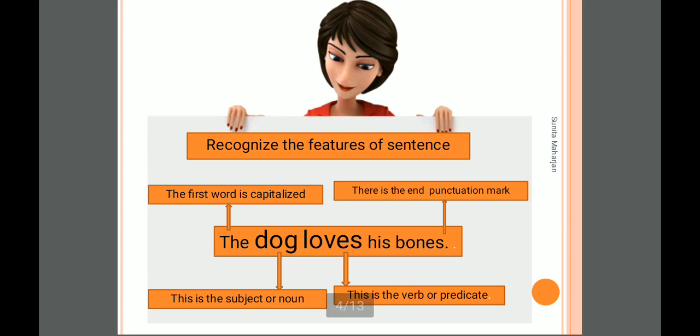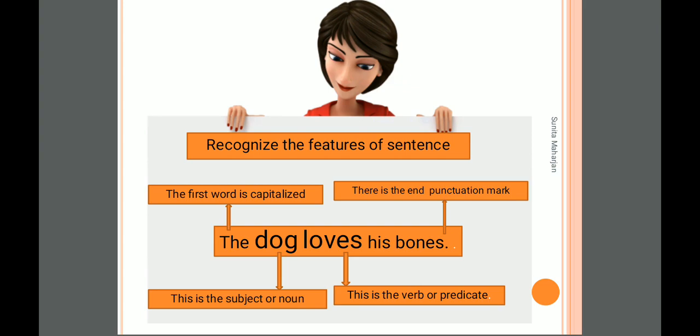Now, it's time to recognize the features of sentence. Sentence has various features, but here we are going to learn about just 4 features among them. The first one is the first word should be capitalized. The sentence should end with a punctuation mark and the sentence should contain subject or noun. Not only that, the sentence should contain verb and object or predicate.